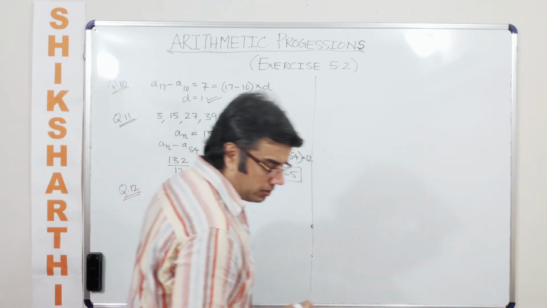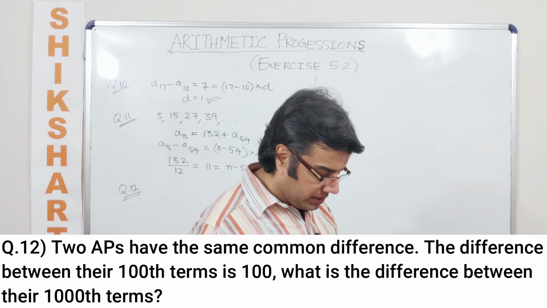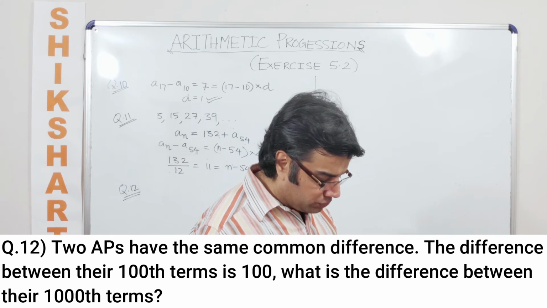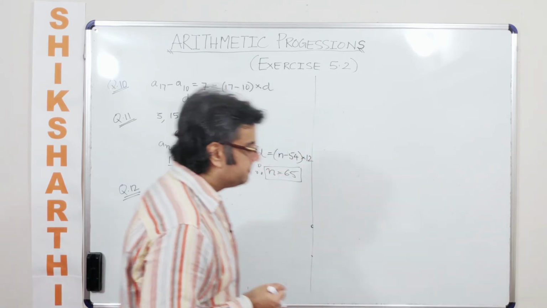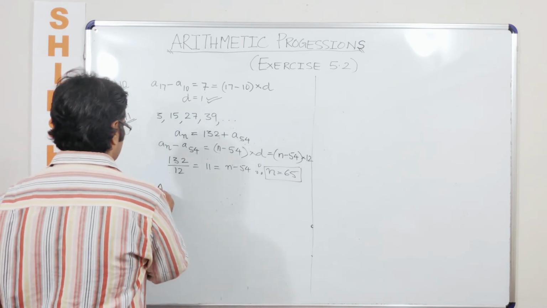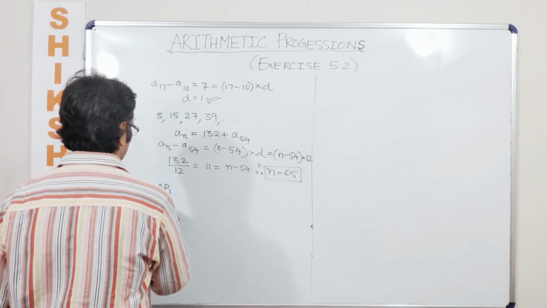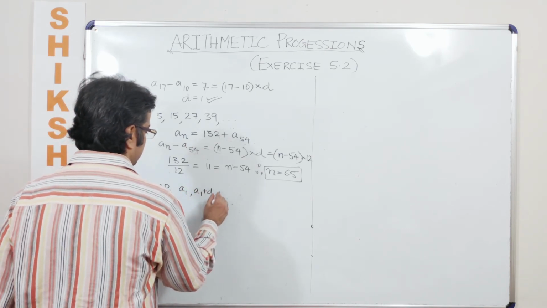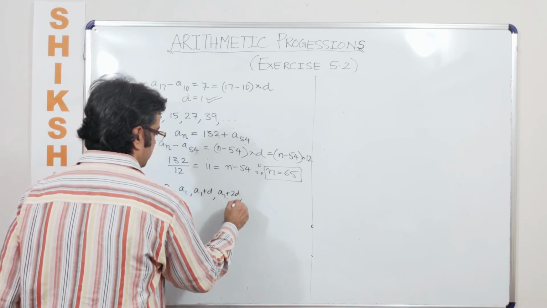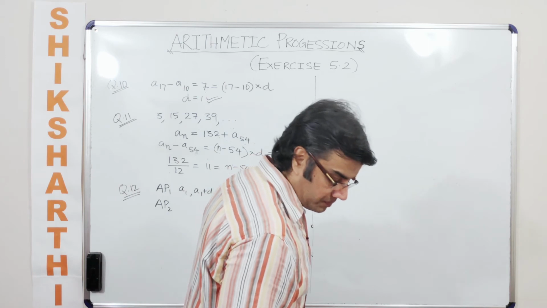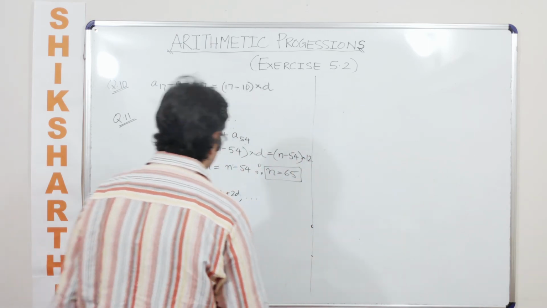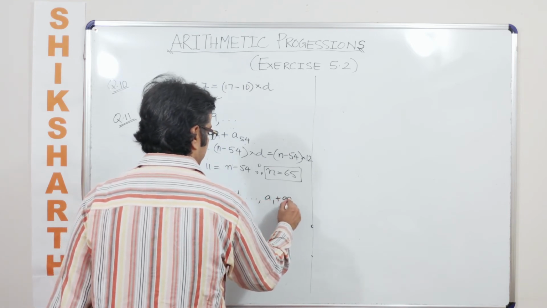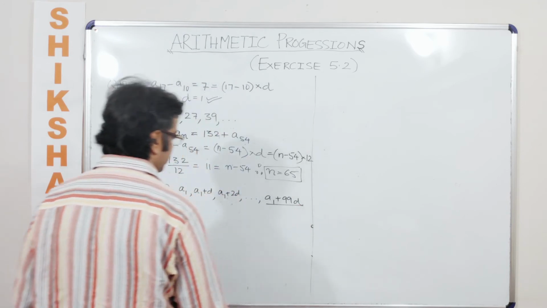Question number 12 talks about two APs that have the same common difference. The difference between their 100th terms is 100. What is the difference between their 1000th terms? Now there are two arithmetic progressions, so let us say AP1 and AP2. In AP1, the first term is this, then the second term, the third term. The 100th term is what they are talking about, the difference between their 100th terms. So the 100th term here would be A1 plus 99D, using the formula A plus N minus 1 into D.